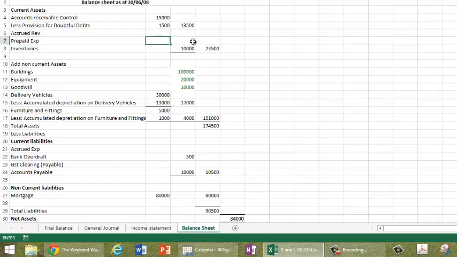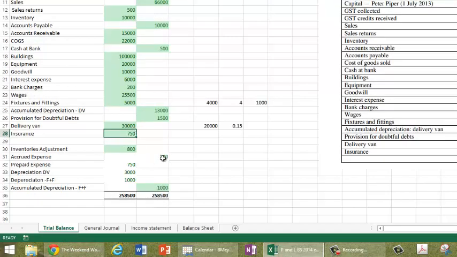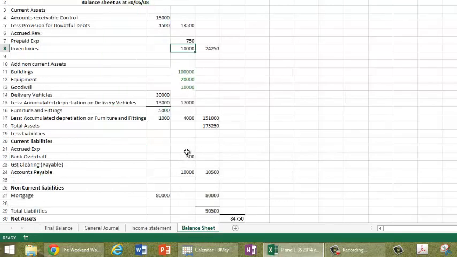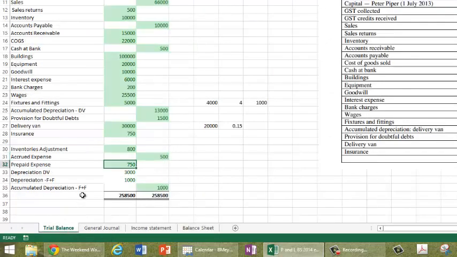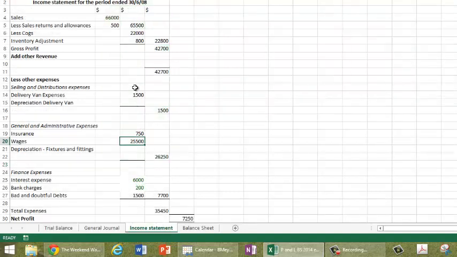Put that on the wrong column. There we are. That's better. I've got an accrued expense. That is a current liability. Goes there. Two depreciation items. One, of course, it's the delivery vehicle, goes into the selling and distribution of $3,000, and the other one is a general admin expense.